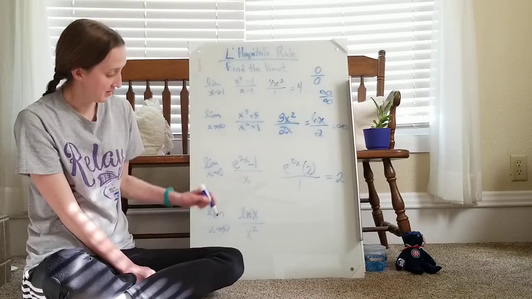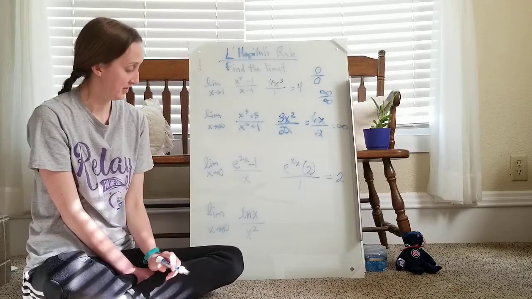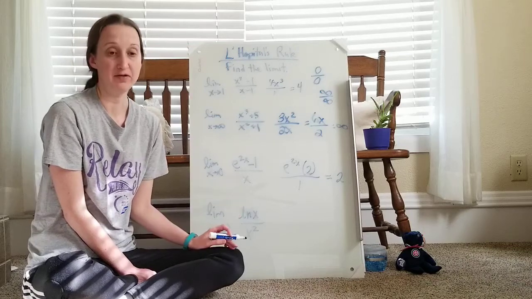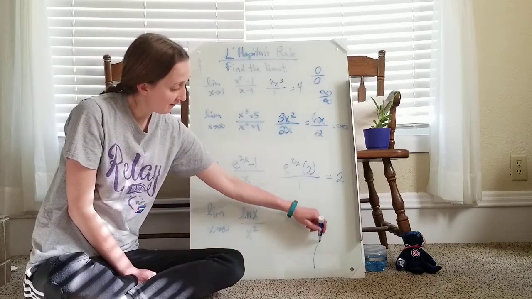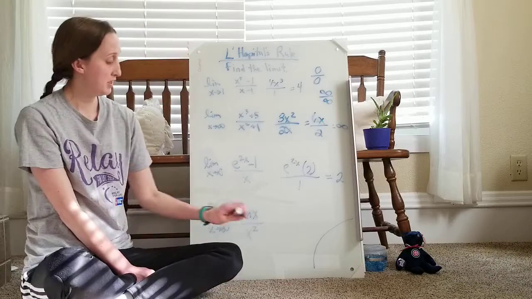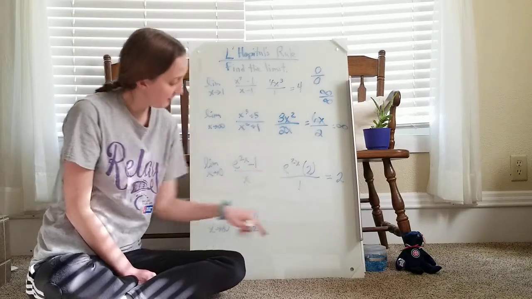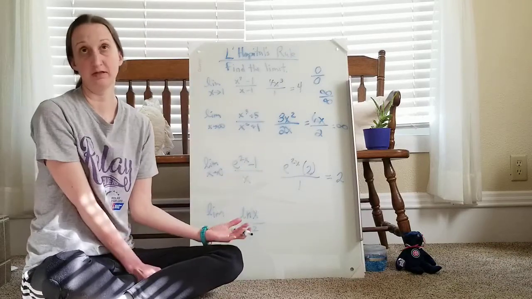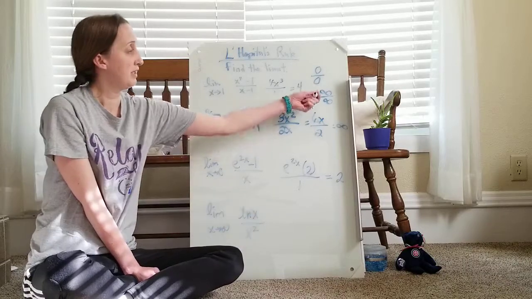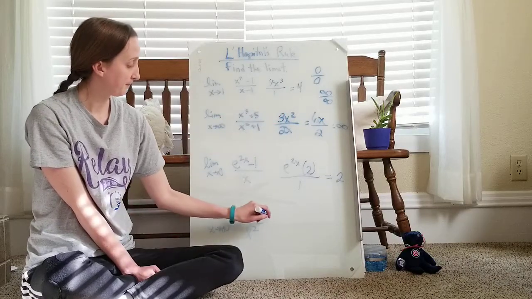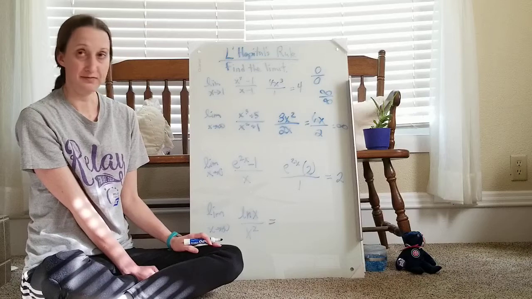And this bottom one is another limit as x approaches infinity. Natural log of a huge number. Here's what the natural log graph does. It slowly increases, which means the numerator would be infinity and the denominator, x squared, would be infinity. We'd have that indeterminate form. Let's go ahead and do derivatives.